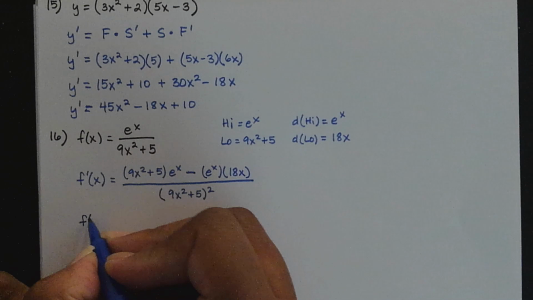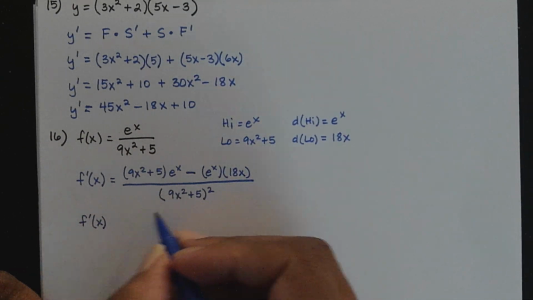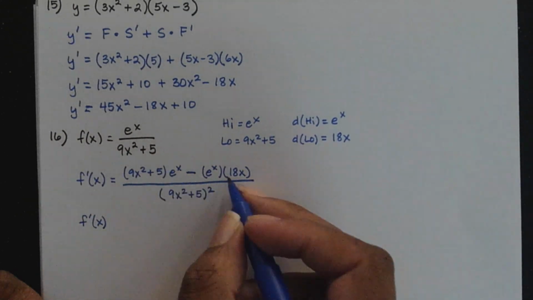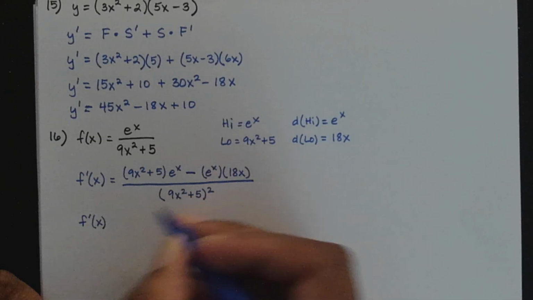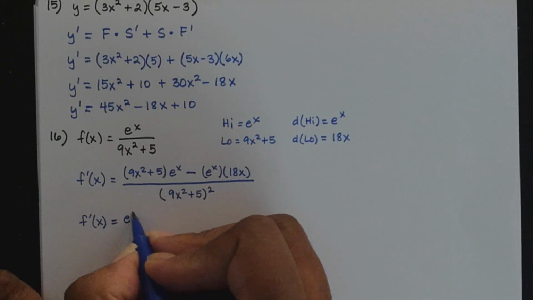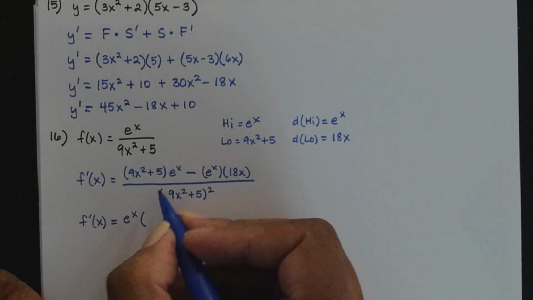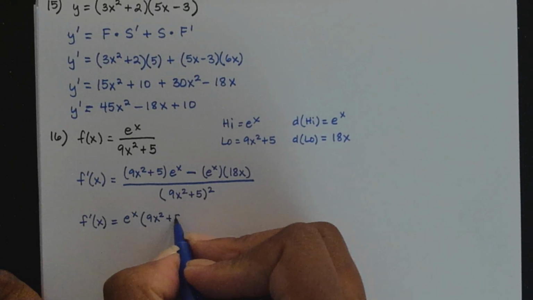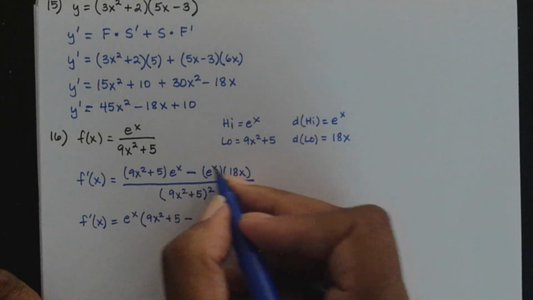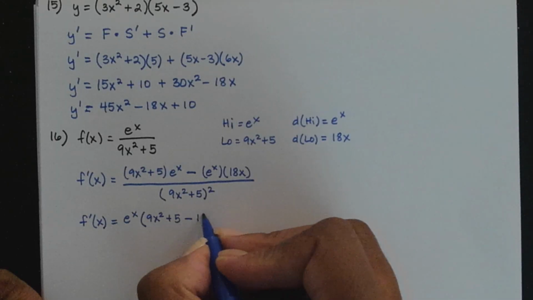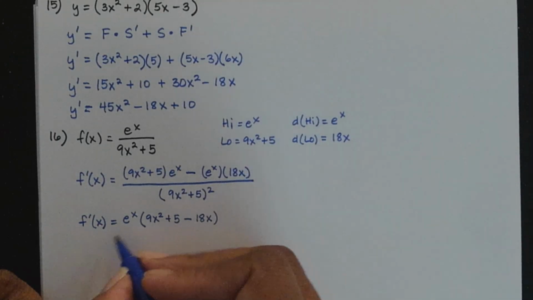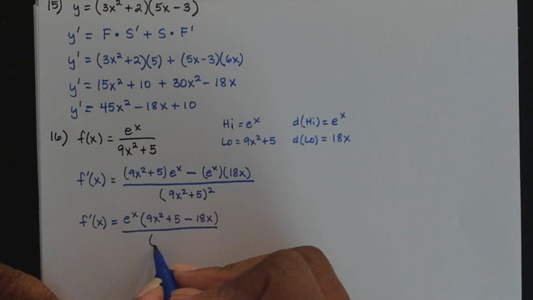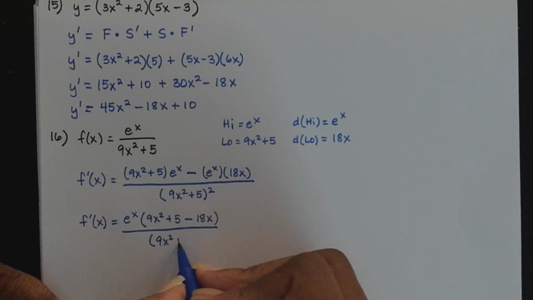Now let's simplify that numerator a bit. What can I factor out in these two terms here? E to the x. So if I take out the e to the x, this is what I'll have. What's left would be that 9x squared plus 5. Then minus, if I take out the e to the x there, I'll have 18x left. All that's divided by the square of 9x squared plus 5.